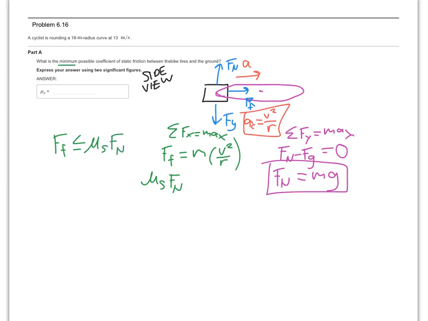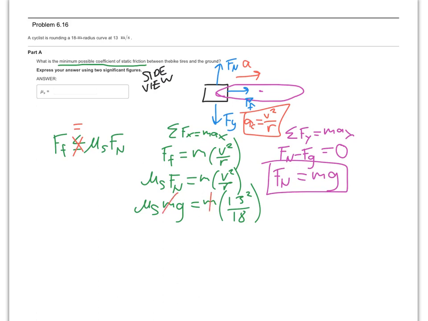But I have this line here about the minimum possible coefficient of static friction. So if my mu is as small as possible, that means I need to use all of that frictional force. And so in this case, friction is at a maximum, and Ff just equals mu times my normal force. I can substitute in now for Fn, so mu s times mg equals m, and I know my velocity is 13, so 13 squared over 18. I can go ahead and cancel out the masses here, and I can solve for some of these numbers.